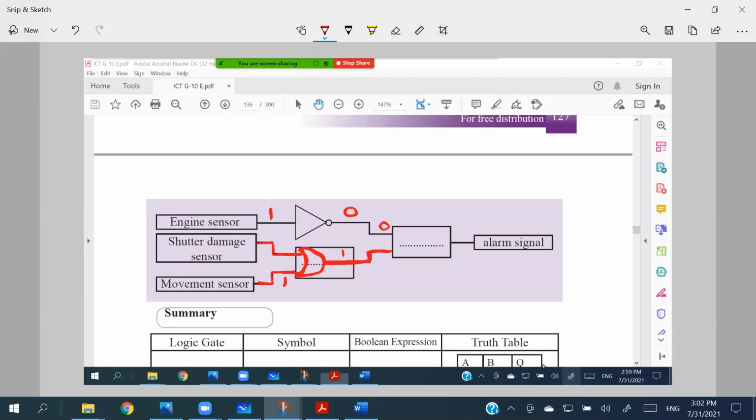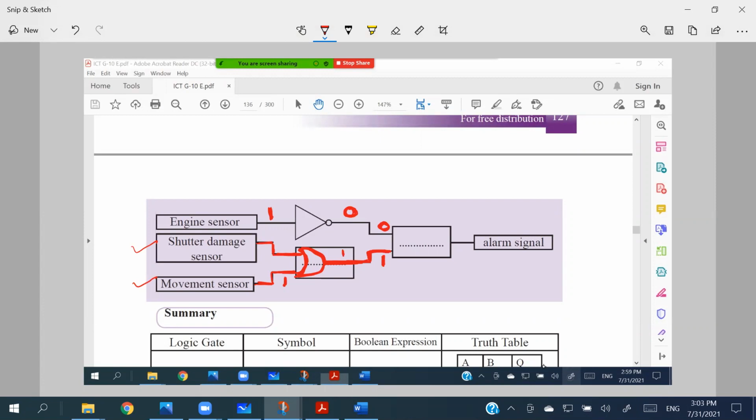If it is start, it will send 1, then this will give you a 0, and this is a 0. And if these two things happen, due to that matter, this will have 1 as its output, right? If the engine is on, it outputs 1, so 0 is taken from here. So 0 comes here. If any of these things happen, either the shutter damage or the movement sensor, while the engine sensor is on, still this is getting 1.